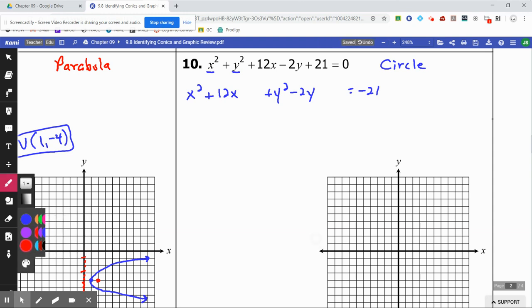Let's complete each square. Take half of it, multiply it times itself. So we're going to add 36 to both sides. Take half of it, multiply it by itself. Let's add another 1 to both sides.